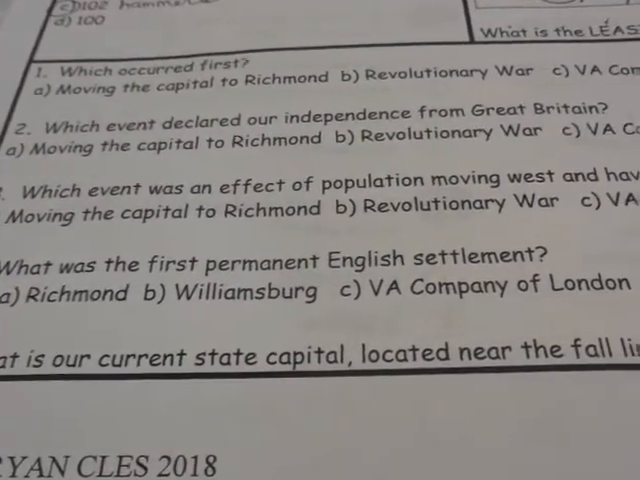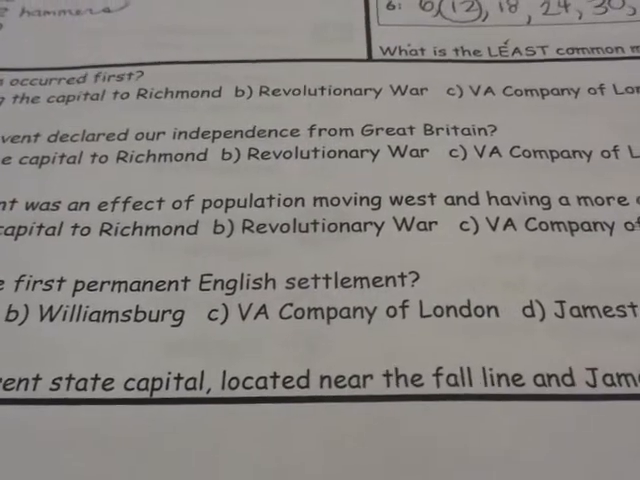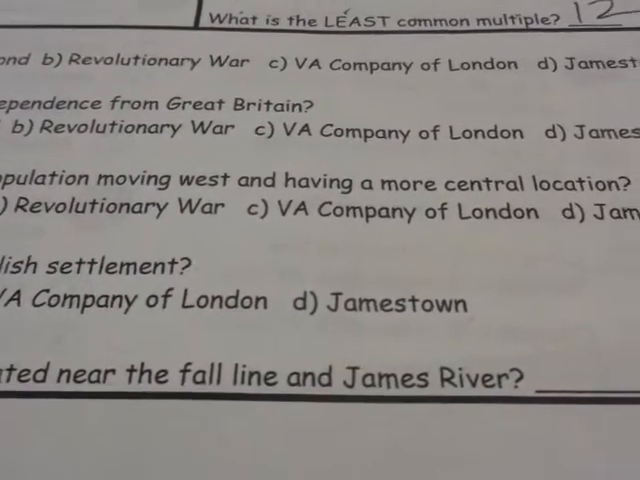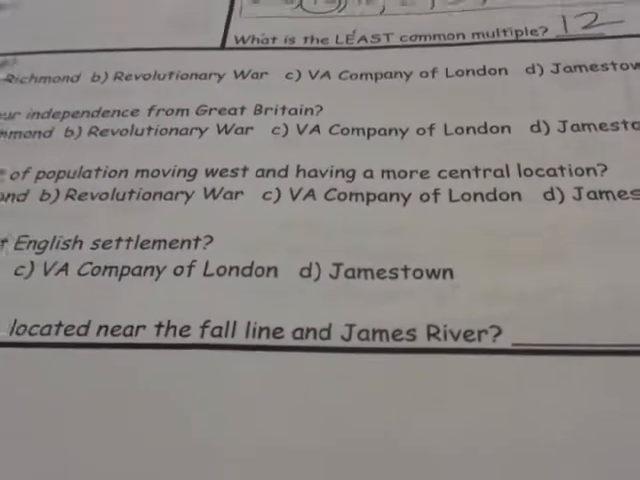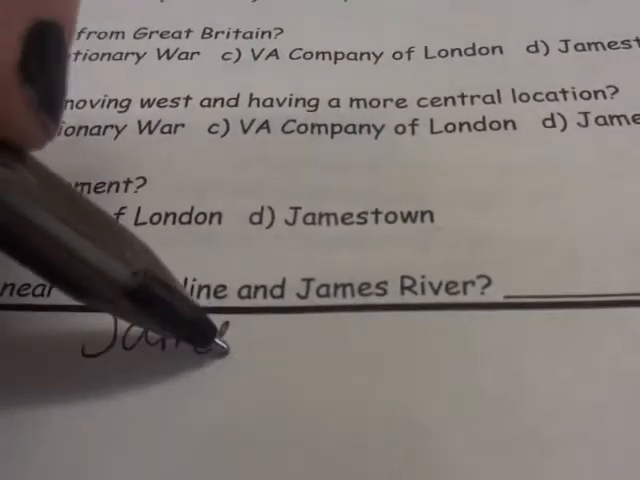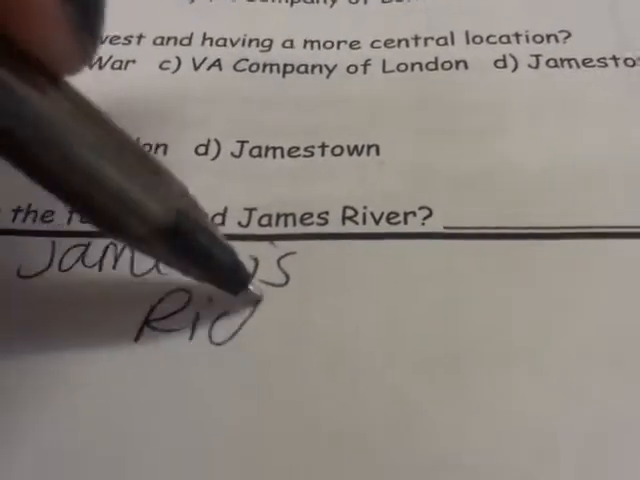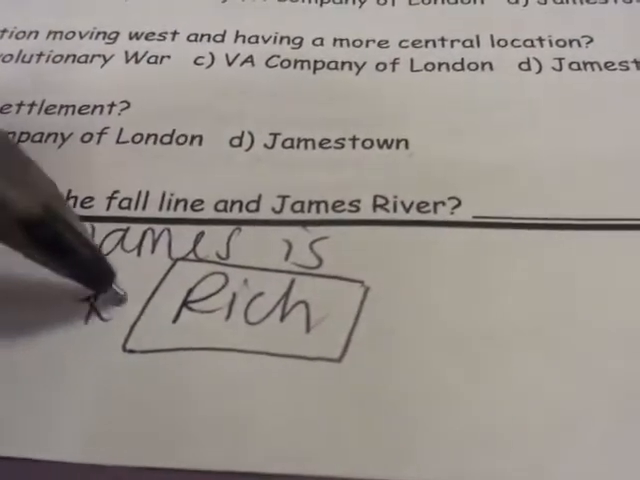Number 5, what is our current state capital? Located near the fall line and James River. So, hopefully you're thinking, James is rich. And that will be your clue to our state capital.